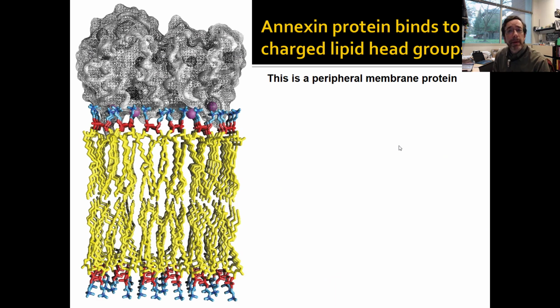Here's an example of a peripheral protein. It's interacting with the charged head groups. It's also interacting with purple calcium ions. You see these purple calcium ions here. And you see you have these phosphatidylcholine groups.